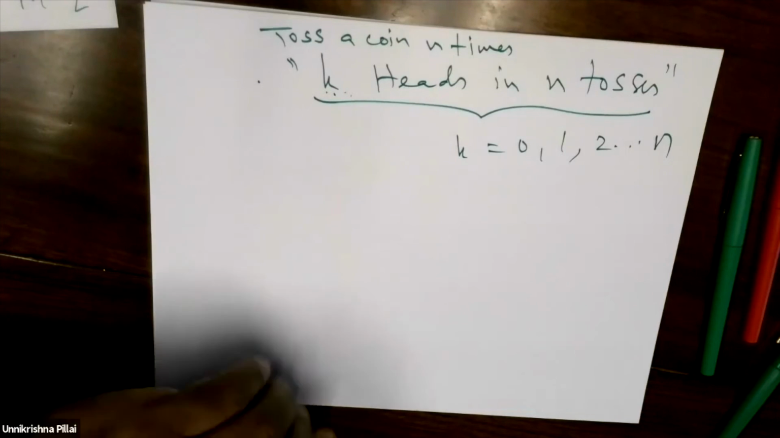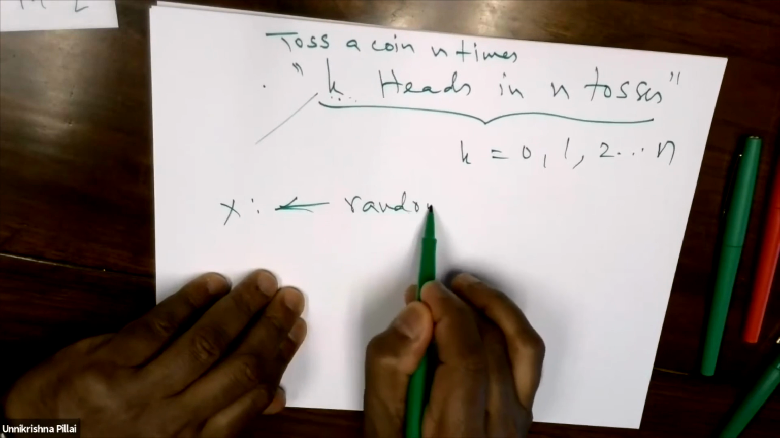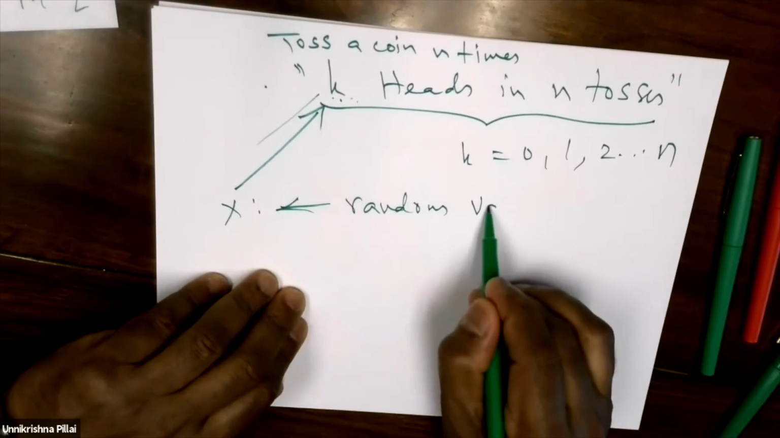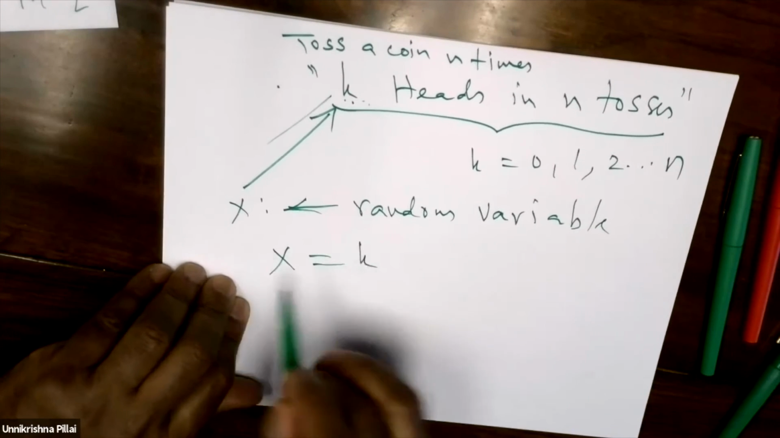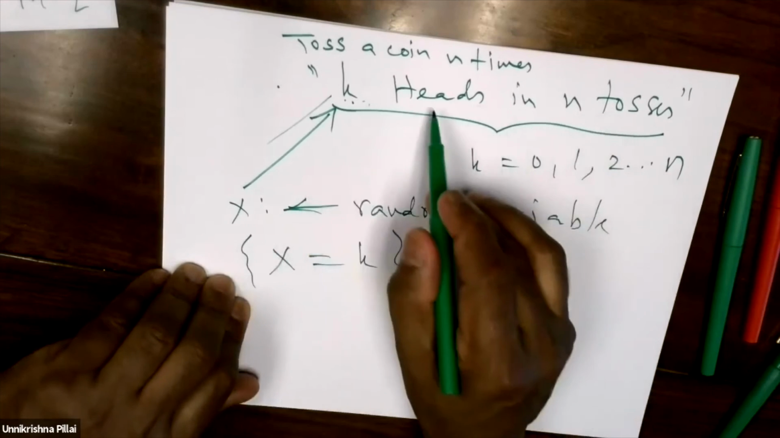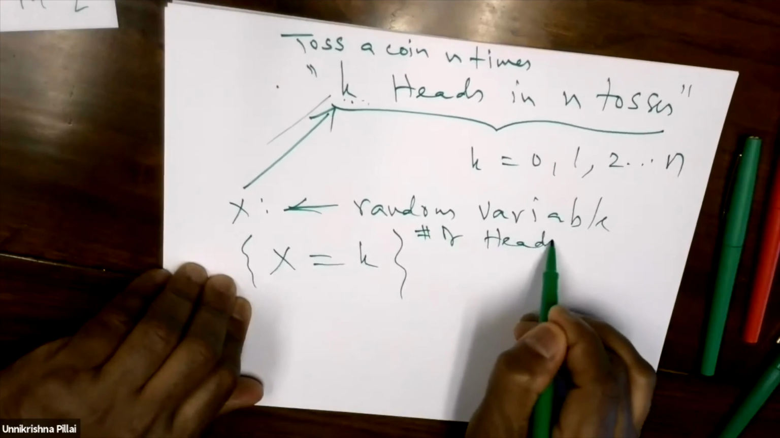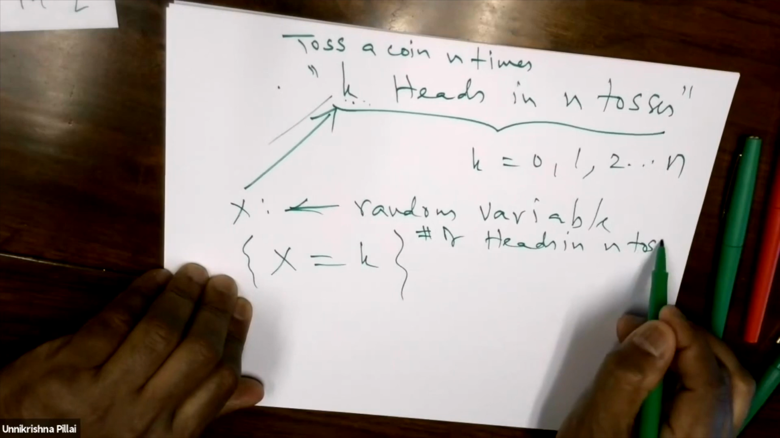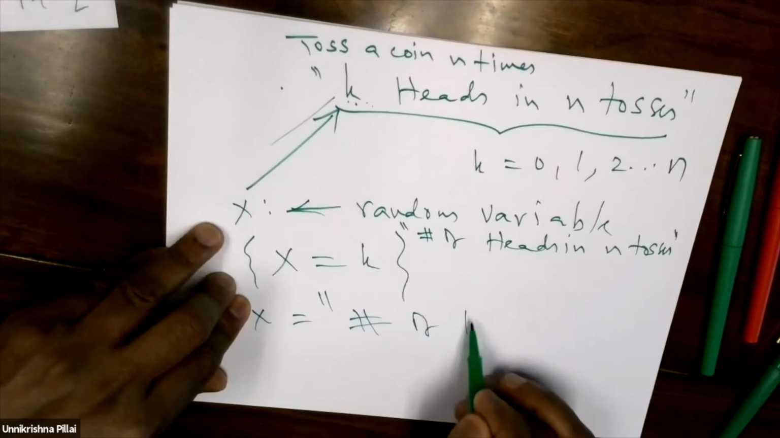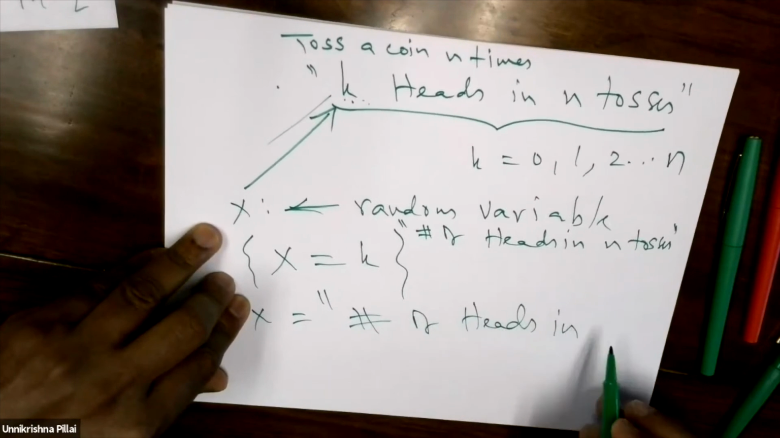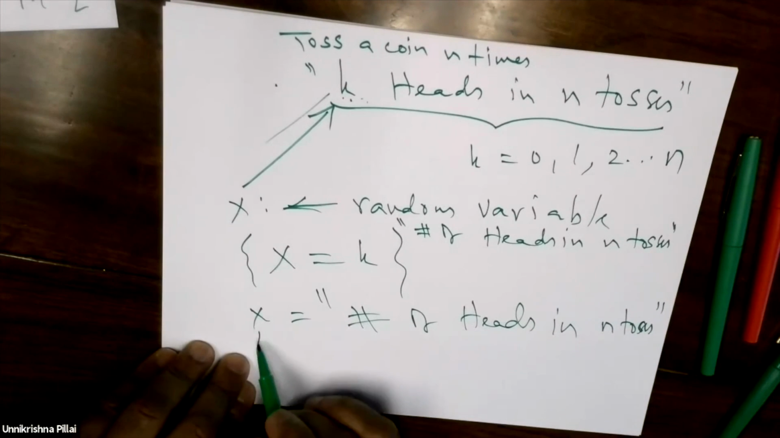And k is random. So I'm going to denote this k by x, and I'm going to say this x is a random variable. X is actually representing this k. So x equal to k is an event. That means x is the random variable, which is the number of heads in n tosses. And it is pretty clear, x is random.